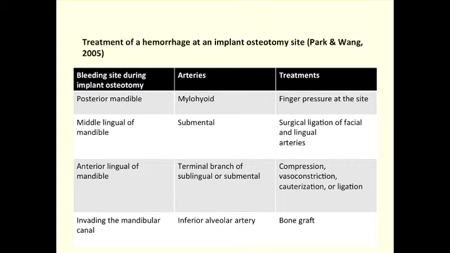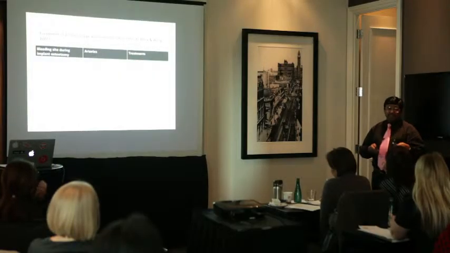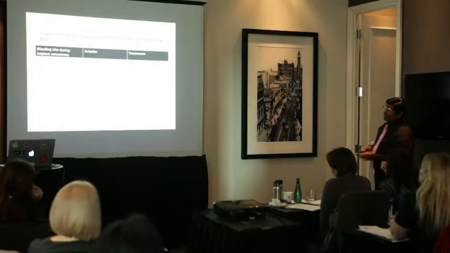The treatment is finger pressure. Why? Because that's a small artery. It's not a bad artery. Even the nerve is not a big nerve, the mylohyoid nerve, although you don't want to cut it. The patient is not going to sue you. And if you cut it, why? Because the mylohyoid nerve is a motor nerve to the mylohyoid muscle and the anterior belly of the digastric. But still, you'll see some kind of a deficit there.